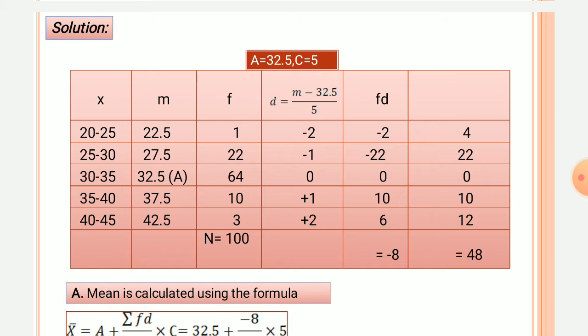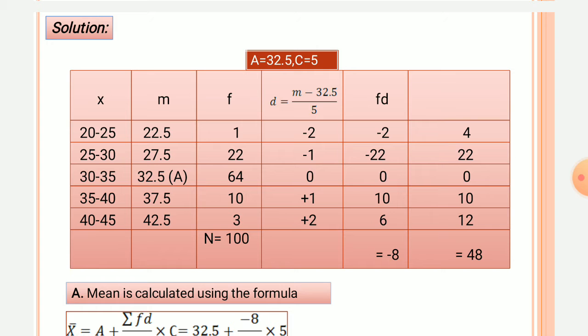So finally we have to add and find the sum, that is sigma fd and sigma fd squared. Sigma fd squared is equal to 48, sigma fd is equal to minus 8, and n is equal to 100, the total frequency.